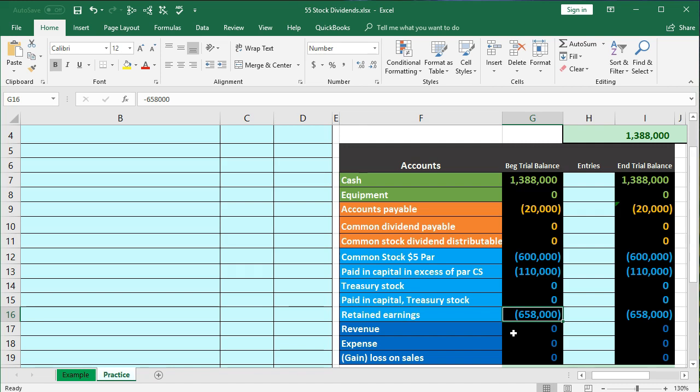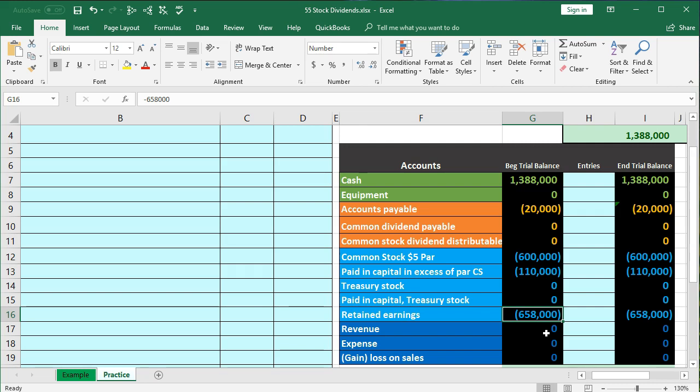We're going to reduce retained earnings. We're going to reduce the value of the company over and above the initial investment. In other words, assets minus liabilities is $1,368,000. All of equity is $1,368,000. Assets minus liabilities equal equity. The 600 and the 110 is what was initially invested when we sold the stock. The 658 is the accumulation of revenue less what has been distributed.